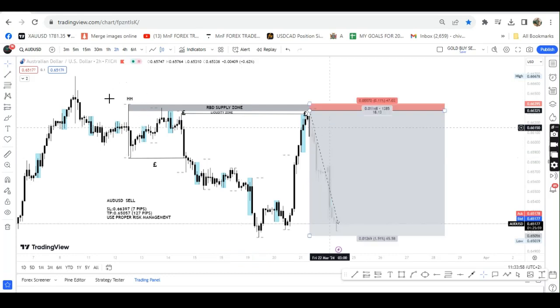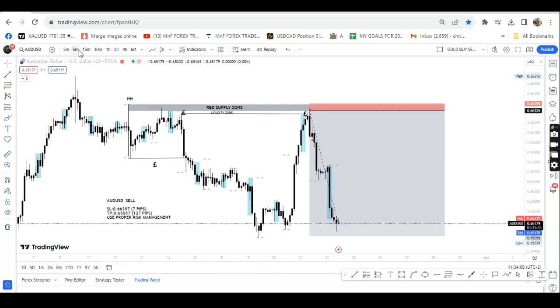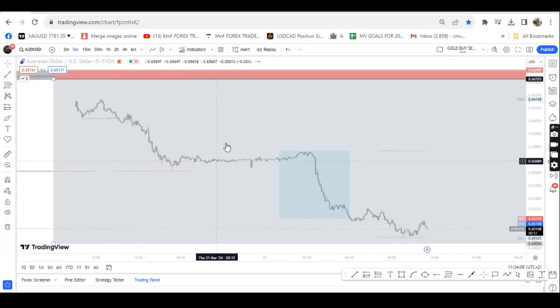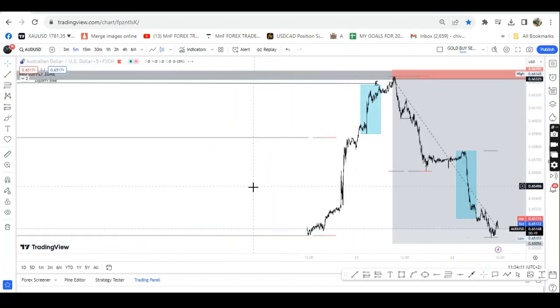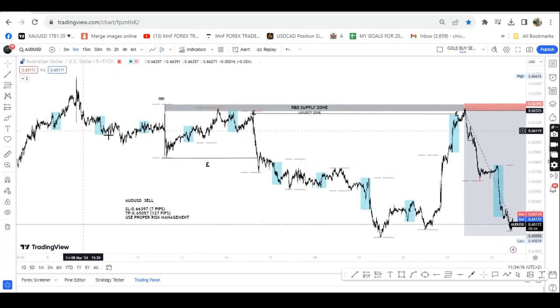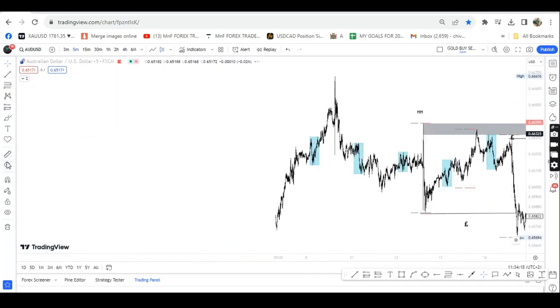You can see, let me show you what was here. Let's go to the 5 minutes time frame. So it's always important that you do your multiple time frame analysis. Start from the higher time frame, make sure you are trading in the direction of the market, and then you go all the way to the lower time frame so that you can have that sniper entry.